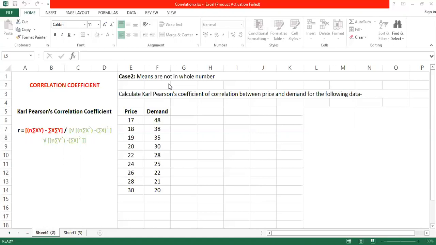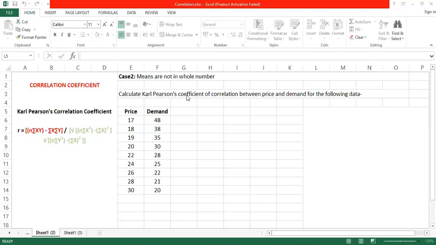So to handle that part, we have another formula in which we don't require to calculate our mean, right? See, this is the formula for r. We know the Karl Pearson's correlation coefficient is denoted by small r. And if we find that means are not in whole number, instead of the fundamental or basic formula, we can use this formula. Fine. So let us proceed further. Let us take an example.